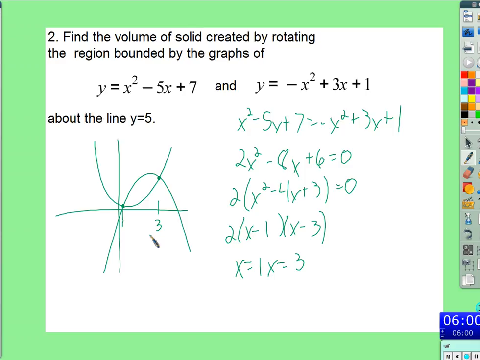Definitely above it. Why is that? Because if you plug in numbers, they're below. Which numbers? 1 and 3. Plug in 1 here: 1 minus 5 plus 7, so negative 4 plus 7 is 3. So the line is above. We're trying to figure out if the axis is above the shape we're going to rotate.